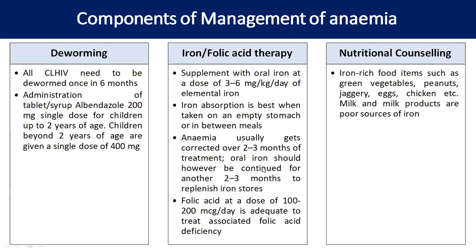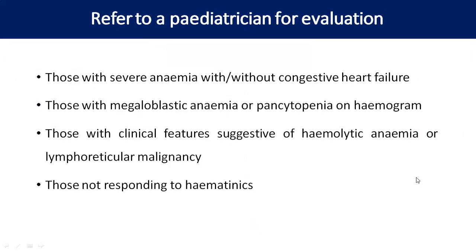Anemia usually gets corrected over 2 to 3 months of treatment. Oral iron should, however, be continued for another 2 to 3 months to replenish the iron stores. And folic acid at a dose of 100 to 200 microgram per day is adequate to resolve the folic acid deficiency. We need to counsel them for intake of iron-rich food like green vegetables, peanut, jaggery, eggs, chicken, etc. Milk or milk products are poor sources of iron.